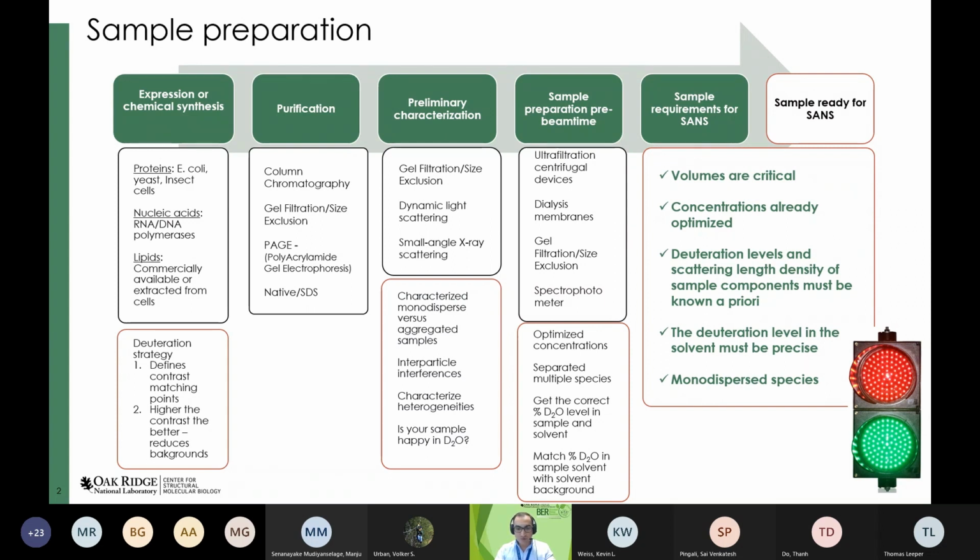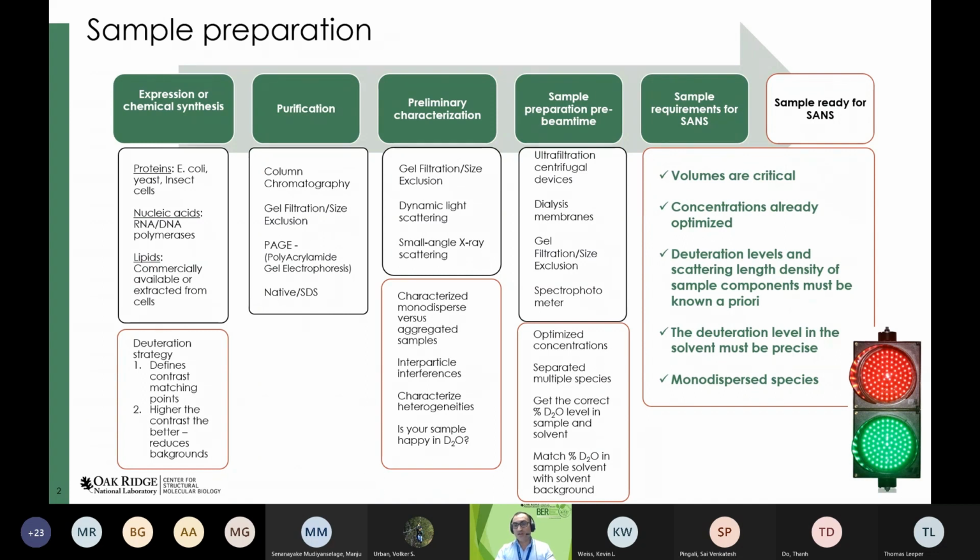Separate multiple species as much as you can. If you have a mixed population in your sample, you have to use some kind of column system that can allow you to separate those species. And it's also very important, and it can give you big trouble, if you don't have the correct SLD or correct percentage of D2O in your solvent in order to do the contrast match or the contrast variation series that you are doing.